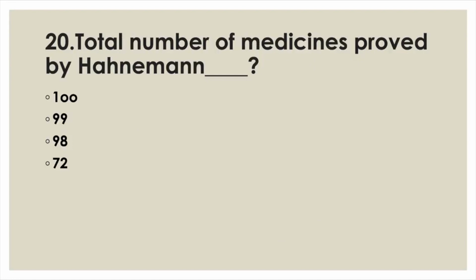Total number of medicines proved by Dr. Samuel Hahnemann. Option A 100, option B 99, option C 98, option D 72. Answer option B, 99.